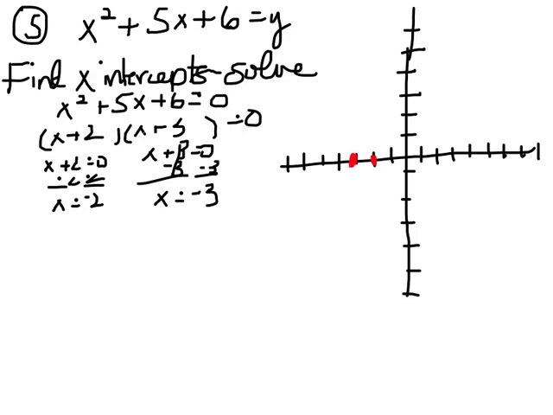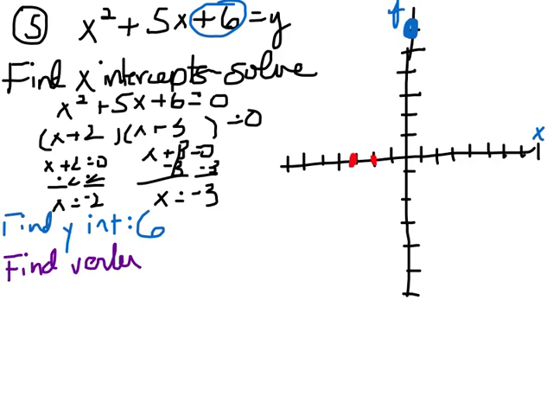The next thing I could do, I'll do it in a different color, is find our y-intercept. That one's easier. It's the number or the constant on the end, so it is this 6 up here. So if this is my x-axis and this is my y-axis, 1, 2, 3, 4, 5, 6, there's my y-intercept. So let's see, another thing I can do is find my vertex.